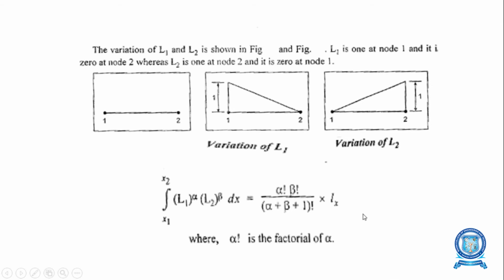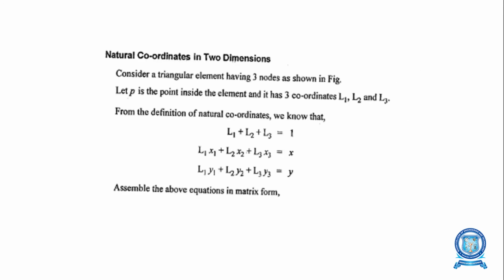Okay, so therefore the integral from x1 to x2 of L1 power alpha, L2 power beta, dx is equal to alpha factorial into beta factorial divided by (alpha plus beta plus 1) the whole factorial, into Lx. Alpha factorial is the factorial of alpha.